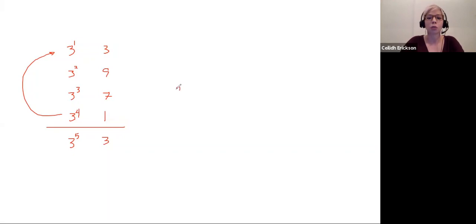So if we have 3 to the 4x, where x is an integer, we know that that's going to end in a 1. So using that idea, let's come back to here.